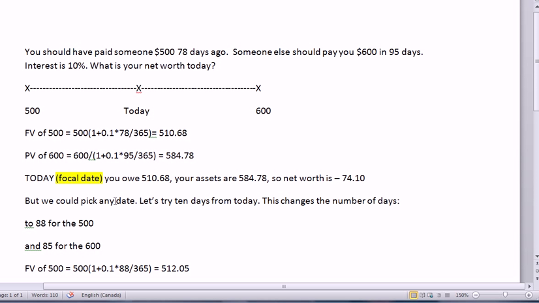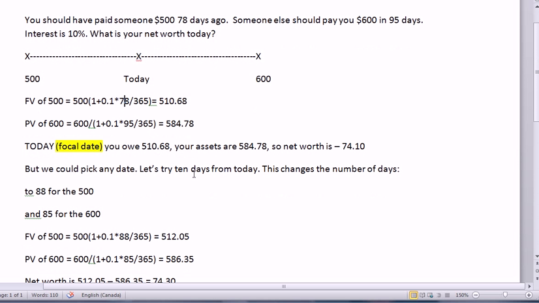Now, we set today as the focal day, but actually we could pick any date along this line. It could be here, it could be here, it doesn't matter. It's just the date that we use to fix the calculations, because you see here, time is money, isn't it? If we change any of these, the values change. Because there is a date to money. Money changes its value according to the date, how many days, because of the interest rate.